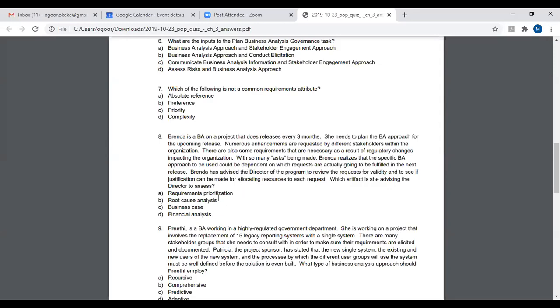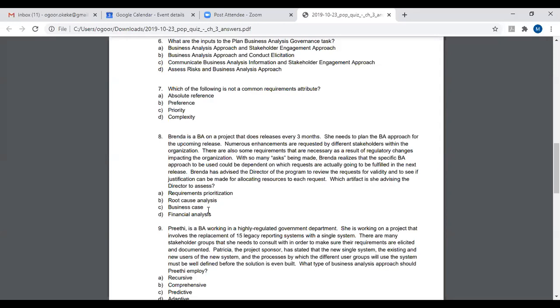The answer is business case, right? We answered requirements. I guess the answer is business case, Abi. Yes, the answer is business case. Yeah. I remember sometime when I was reading through, that if you are trying to allocate resources, business case deals with the successful output of the business analysis approach, which deals more about allocating of resources.